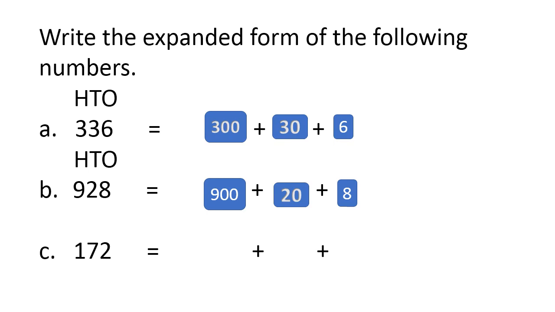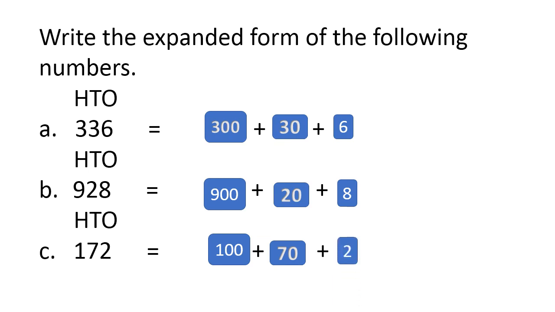C. In C part, there is a numeral 172. So first of all we will write places, ones, tens and hundreds. Here 2 is at ones place, 7 is at tens place and 1 is at hundreds place. So what is the place value of 1 here? That is 100. And what is the place value of 7? That is 7 tens is 70 and 2 is at ones place. So what is the place value? 2. So the expanded form of 172 is 100 plus 70 plus 2.